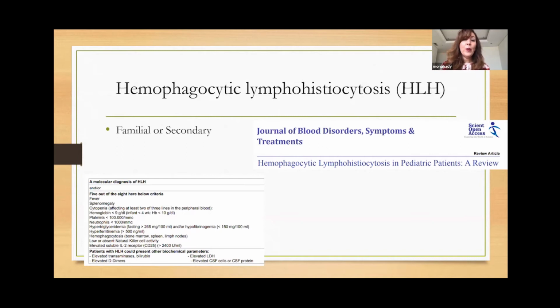low hemoglobin, low platelets, low neutrophils, hypertriglyceridemia, hypofibrinogenemia, and hyperferritinemia. But obviously, if we can demonstrate hemophagocytic cells in the bone marrow biopsy, that would be diagnostic, and also the elevated IL-2 receptor, or CD25, depending on the turnover and how long it takes to get this result back. Next.